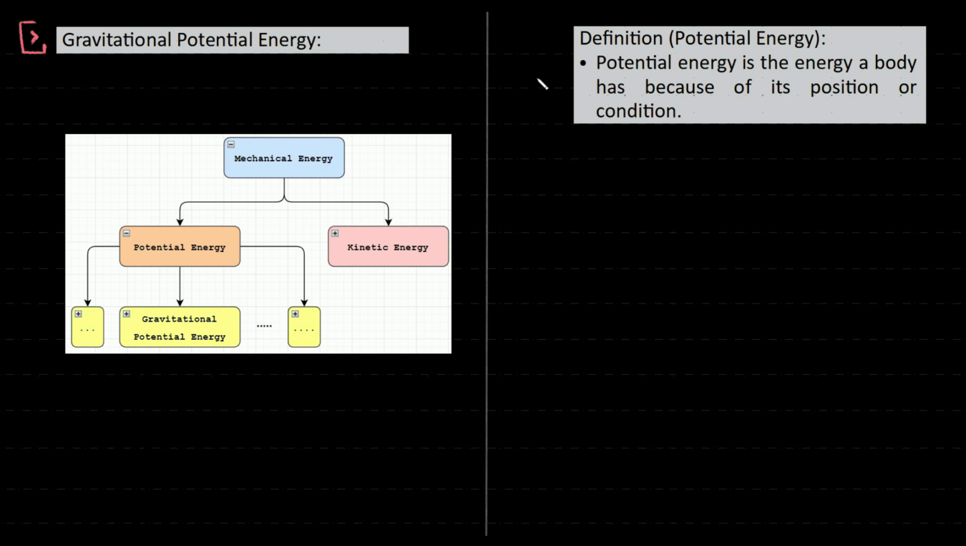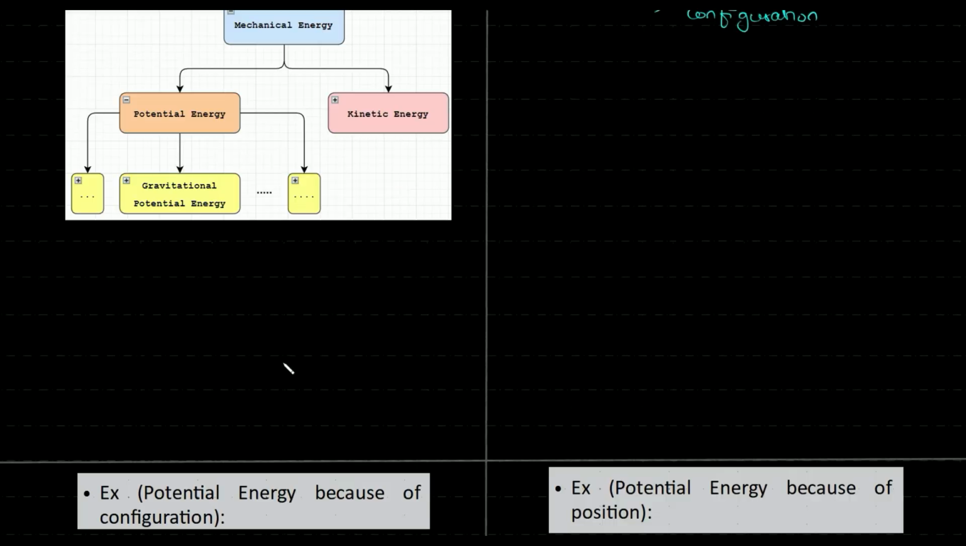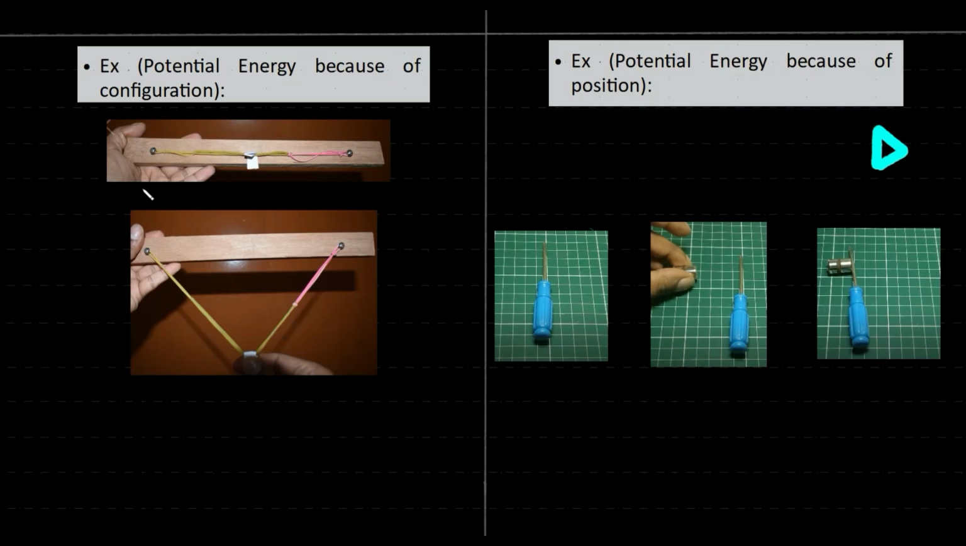So do write this. Let's begin with understanding potential energy. As a definition, potential energy is the energy a body has because of its position, if not condition, if not configuration. So you can use condition, if not configuration, any one of these words. So let's understand what is this configuration and position.